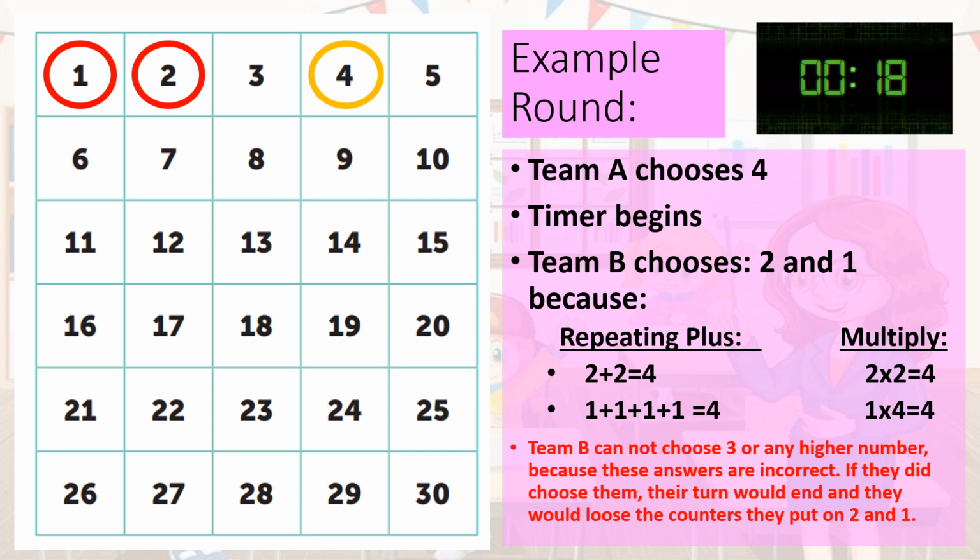Team B cannot choose 3 or any higher numbers because these answers are incorrect. If they choose 3, 3 plus 3 equals 6, and that number is not equal to 4. If they did choose them, their turn would end, and they would lose the counters they put on 2 and 3.